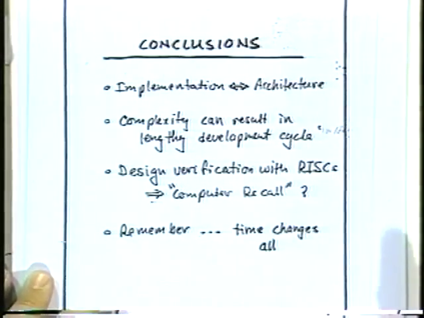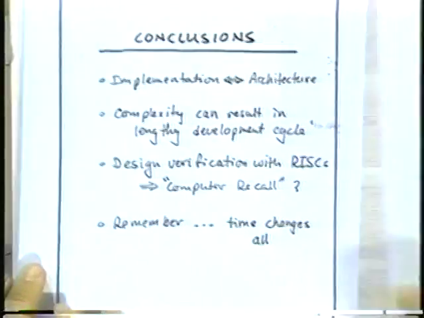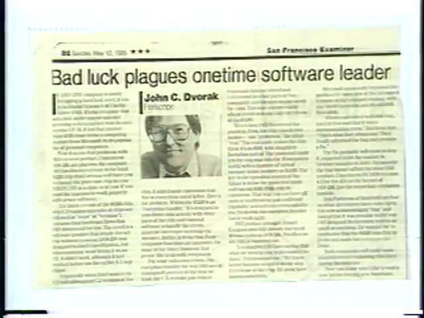Well, mainframes take a few years in the field to debug, and so I wrote in the January paper that RISC has the best chance of avoiding computer recall. This weekend, I came across an article in the San Francisco Examiner by John Dvorak, and it's about Digital Research. Digital Research has a new operating system, but gee, they had a problem.